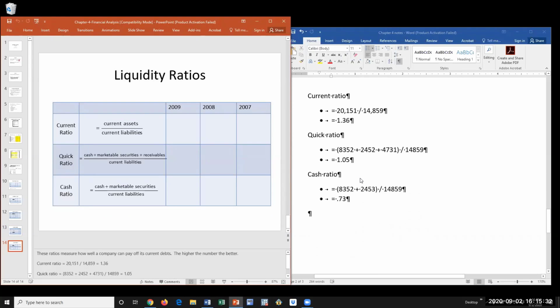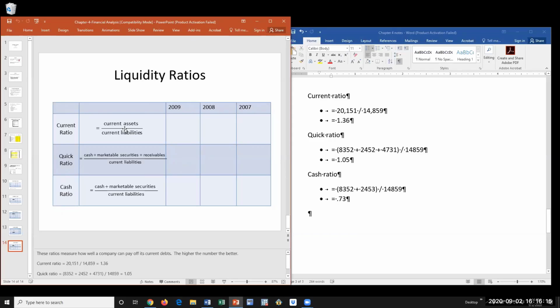Okay, liquidity ratios. Liquidity ratios look at the next year and the company's ability to pay off all their liabilities in the next year. So this is not just debt. On the previous slide, we looked at debt, but this slide looks at short-term debt plus things like accounts payable. So does a company have enough assets to pay off the short-term liabilities that they owe? Things like short-term debt, accounts payable, that kind of thing.